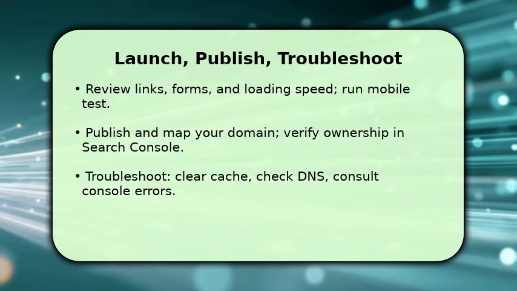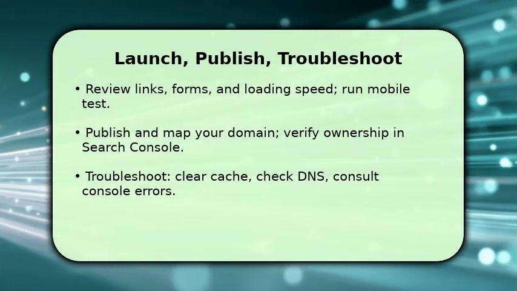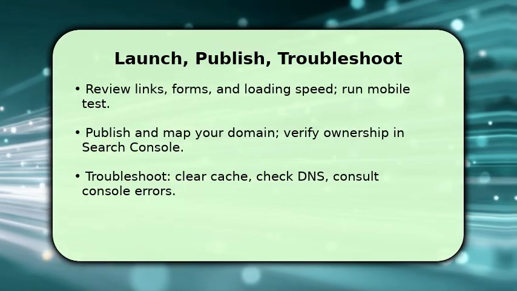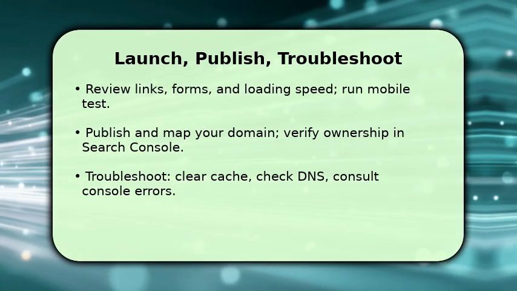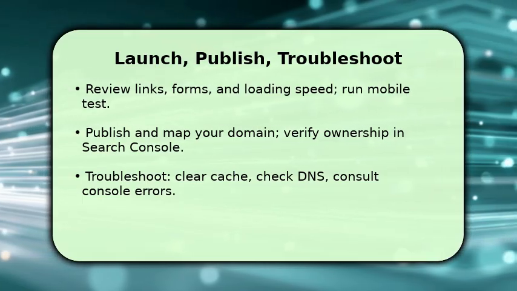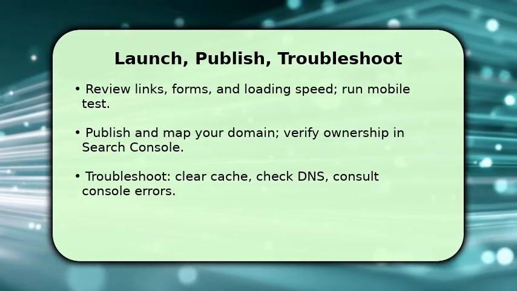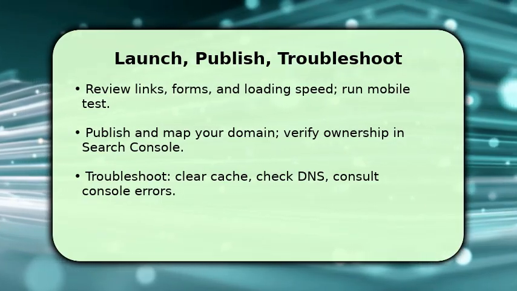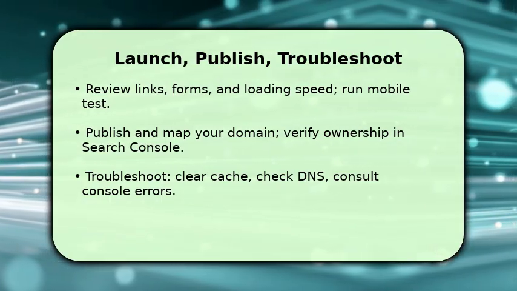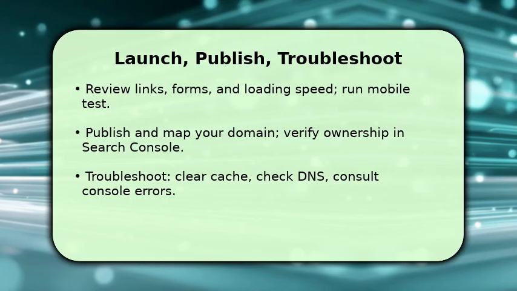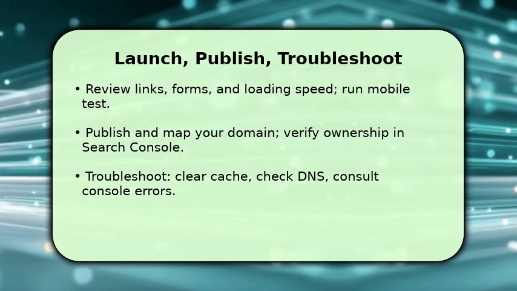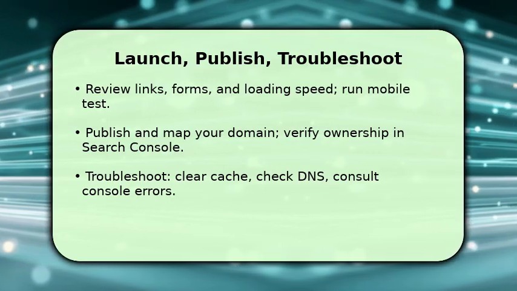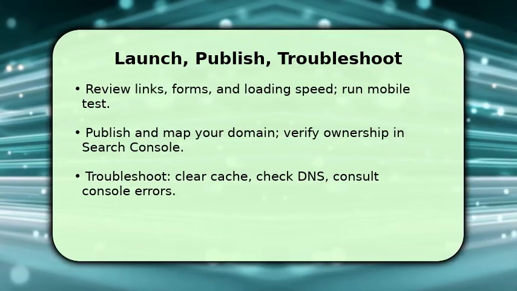You're ready to publish. Preview on desktop and mobile, test every link and form, and run a speed check before you push live. Publish, then map your purchased domain and verify ownership in Google Search Console. Submit a sitemap to index faster. If something breaks, clear browser cache and wait for DNS propagation, usually a few hours but up to 48. Make sure console shows no critical errors. Check SSL, mixed content warnings, and any blocked resources, and then republish fixes immediately.